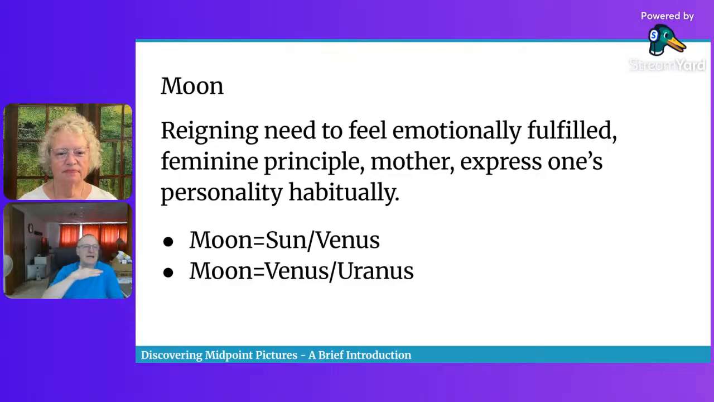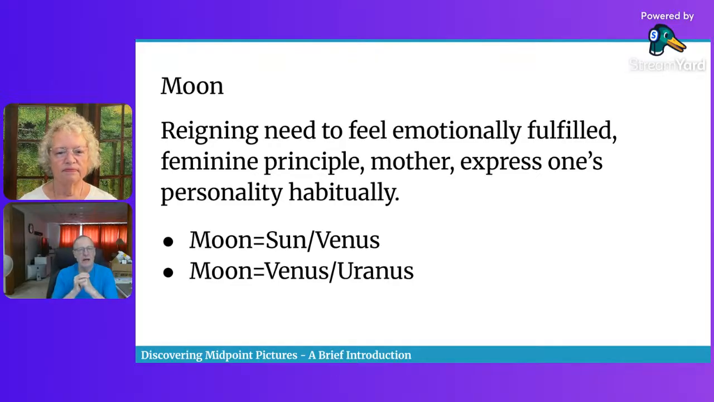Many of us, unfortunately, get stuck at the lower level and we don't get a chance to get the security above it so we can do what we want to do. Anyways, the moon is your reigning need. It's the way that you feel emotionally fulfilled. It's the feminine principle as opposed to the sun, which is the masculine principle. Oftentimes, the sun represents the father figure. In this case, the moon represents the mother figure. Okay, it expresses one's personality habitually. So how you are when you're by yourself, usually, okay, that's how your moon is being expressed often. Okay, what you like to do when you're by yourself on a day-to-day basis.